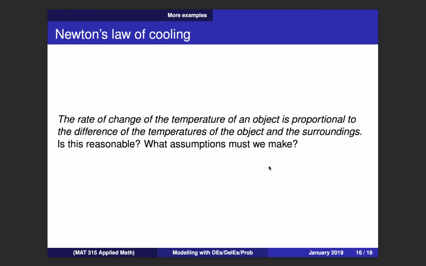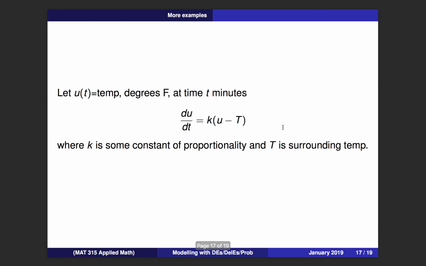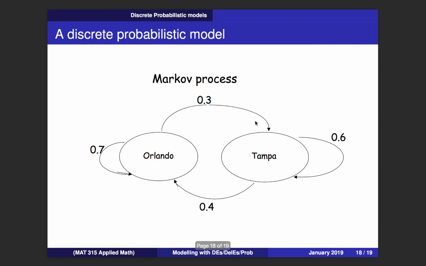Here's another example: Newton's law of cooling. If you know that the temperature changes at a rate proportional to the difference of temperatures of the object and the surroundings, you come up with the following model. Here's the difference of the temperature of the object, U, and the surroundings, T.